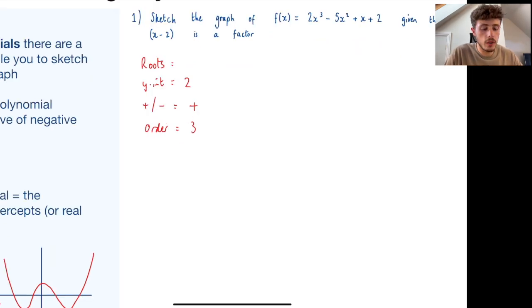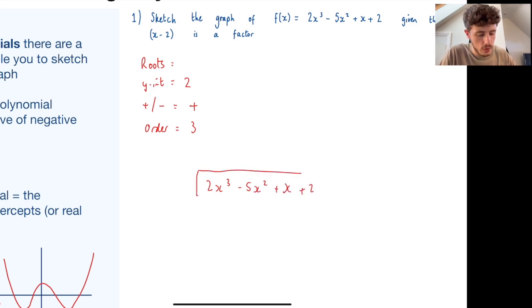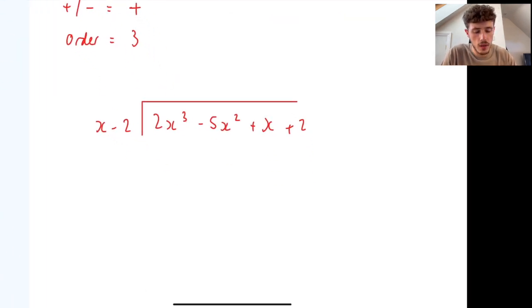So now will be a good time to go ahead and do the polynomial division as we discussed in the previous slide. So we put the cubic under the bus stop and we put the x minus 2 outside the bus stop and we do our division. So we divide the first two, and that's going to give us 2x squared, which means when we times them, we're going to get 2x cubed, and we're also going to get a minus 4x squared.